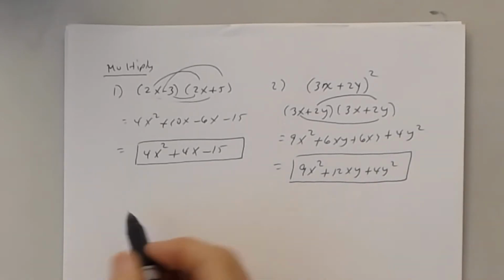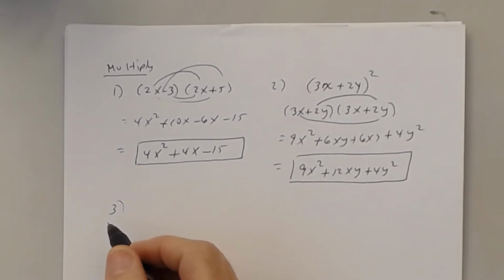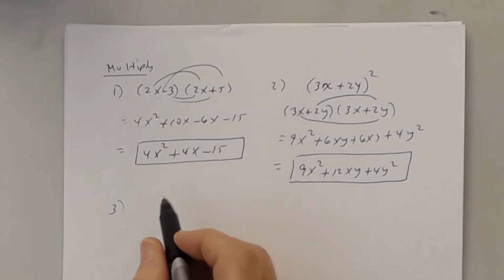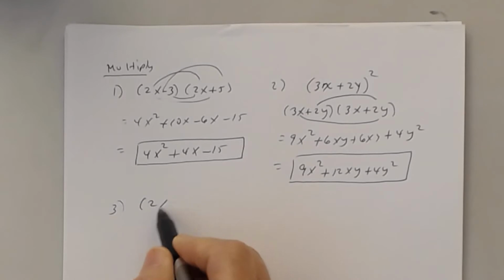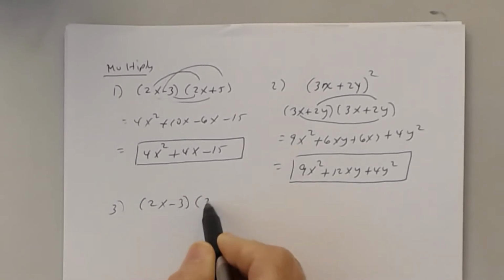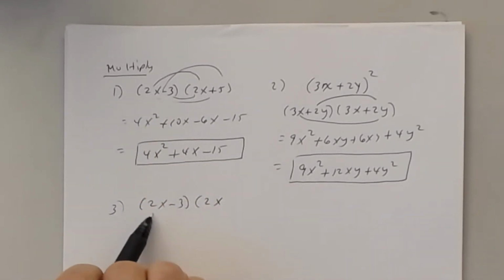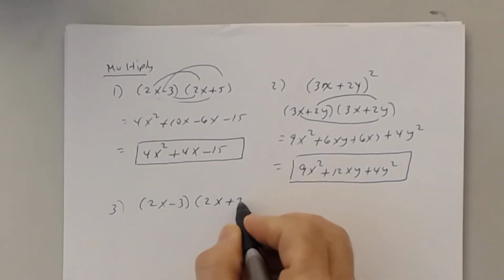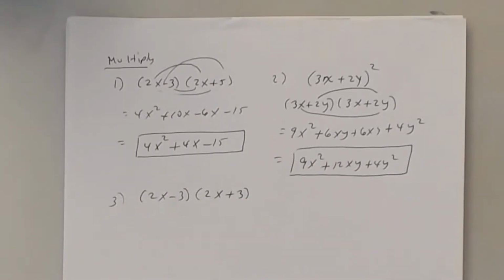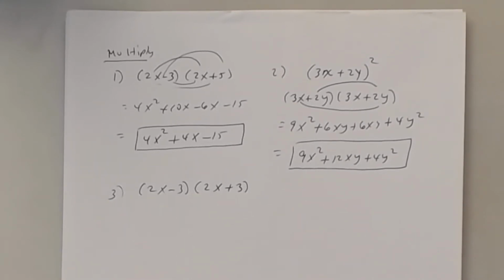Okay, now look at number 3, and that's what we're going to start talking about in a little while. It is something that looks like number 3. What if you had this though? What if I had 2x minus 3? You see how I had 2x minus 3 here? What if I had 2x minus 3 times 2x plus 3? Let's follow that out.